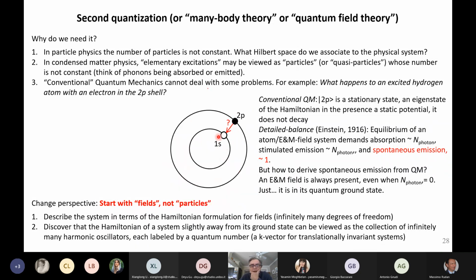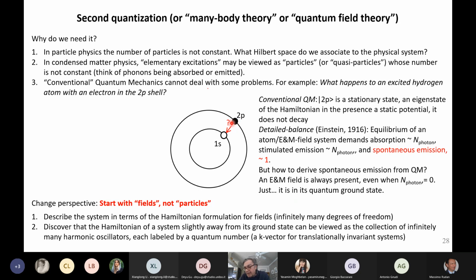Suppose that I have a hydrogen atom and I've excited it somehow, with light, thermally, or by kicking it with some collision. And its electron is in a 2p excited state. All you know is conventional quantum mechanics. So I ask my students, what happens to this atom?